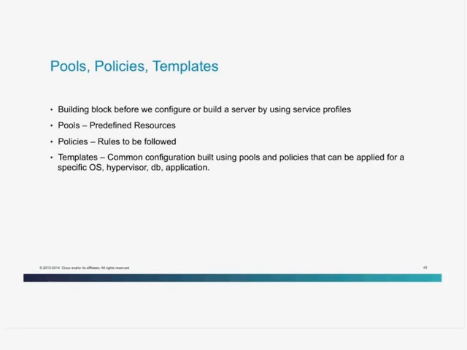So pools are like predefined resources. Once you say that you are supposed to use a pool, it will look into that pool and retrieve data from it. Like I can create a WWPN pool, a MAC pool, a VLAN pool, a server pool. So it knows a pool from where it can fetch the data. Policies, we have different policies, like the host firmware policy and the adapter policies. These are the rules that the adapter should follow.